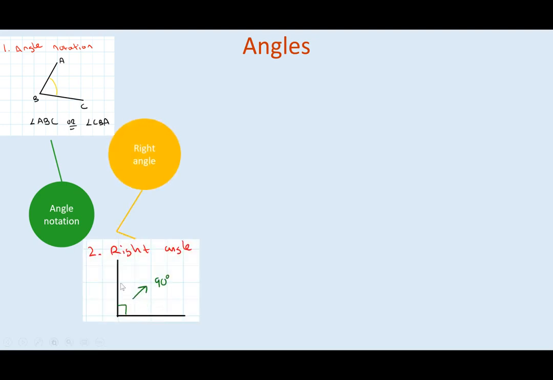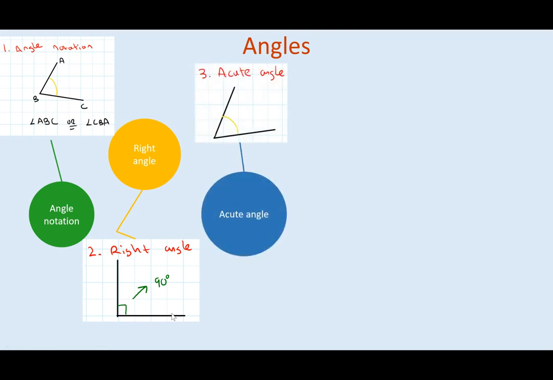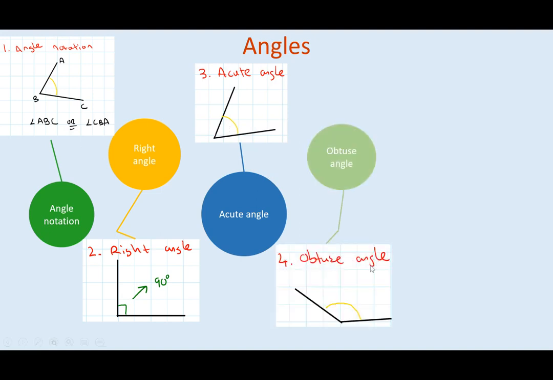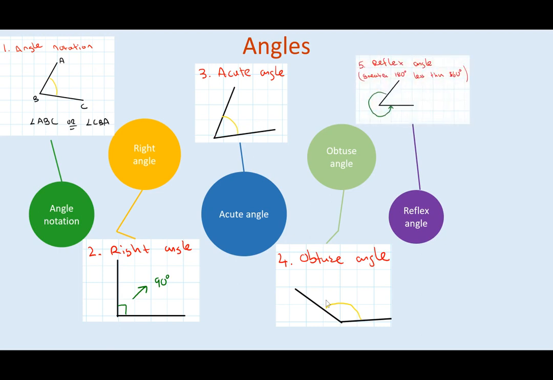A right angle is 90 degrees. The two lines where the angle is created are perpendicular to each other. An acute angle is an angle that's less than 90 degrees. An obtuse angle then is an angle that's greater than 90 degrees but less than 180 degrees. Finally, a reflex angle is greater than 180 but less than 360 degrees.